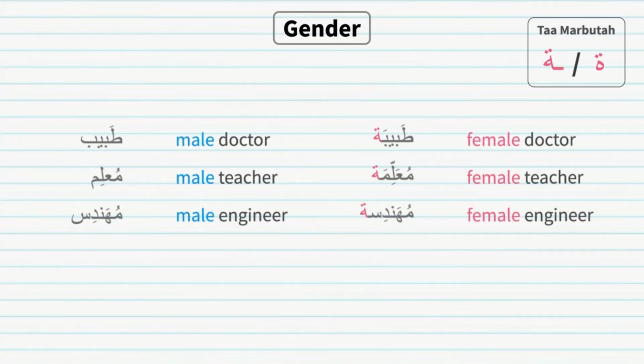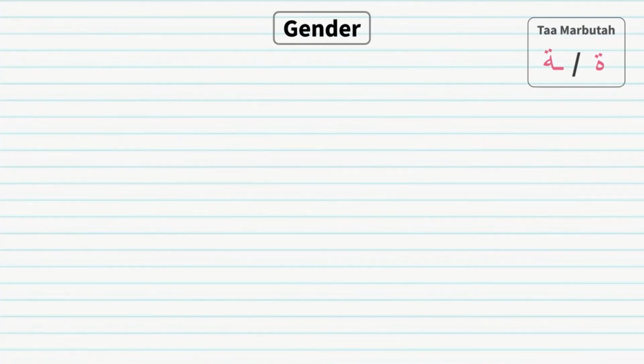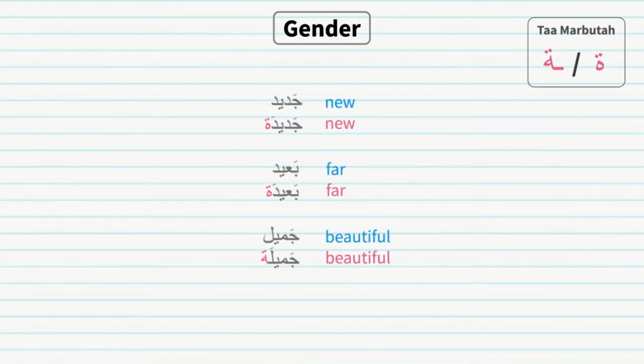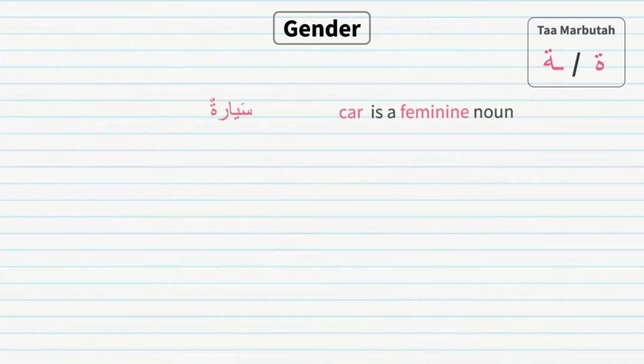Adjectives can also be easily made feminine by adding the ta marbuta to the end of them. For example, why it's important to know the gender of the nouns. Very shortly, we will explain one or two examples of why knowing the right gender of the noun is so important in Arabic language. We learned that when using adjectives, if the noun is feminine, then the adjective should also be feminine. Take a look at the following examples.